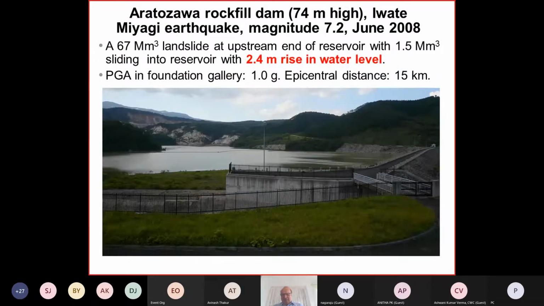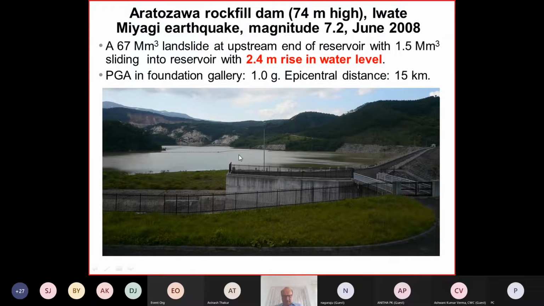On the other hand, if you look at this dam in Japan, the 24-meter high Rockville Dam, where I just want to show you, behind this area you had a rock fall or landslide with about 67 million cubic meters. It's a lot. And from this one, about 1.5 million cubic meters entered the reservoir.